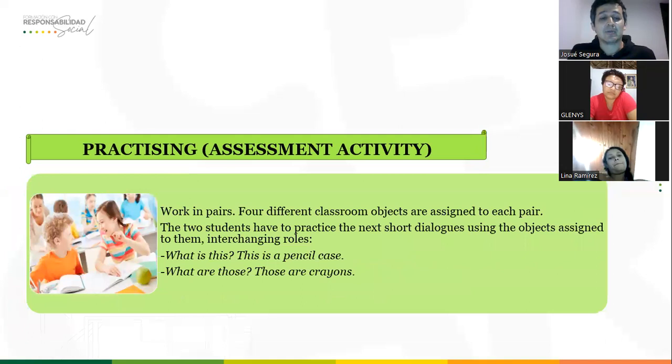Then the students are going to work in pairs, and they're going to practice the next short dialogues, referring to four different classroom objects and interchanging roles. The dialogues are, or part of the dialogues are: What is this? This is a pencil case. What are those? Those are crayons.